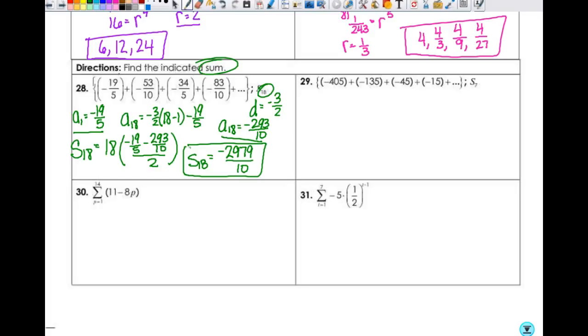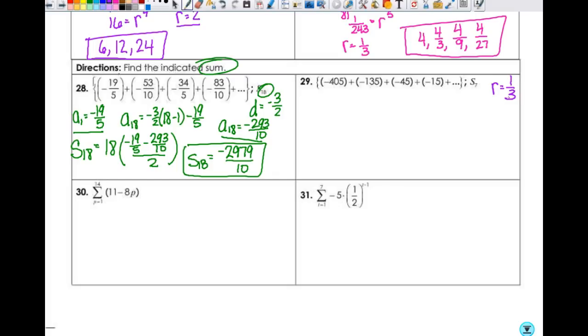Alrighty. 29. Got -405, -135, -45, so if I go through that and see that I'm actually dividing by 3, right, which means I'm multiplying by 1/3. So your R is 1/3, and that means that this is geometric.